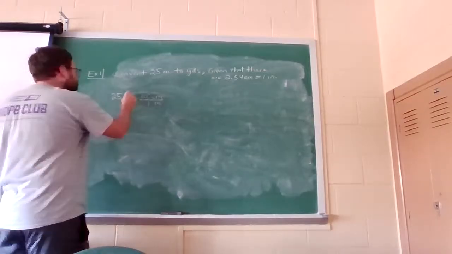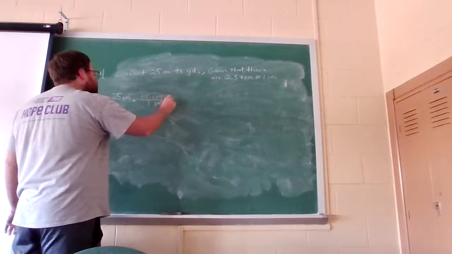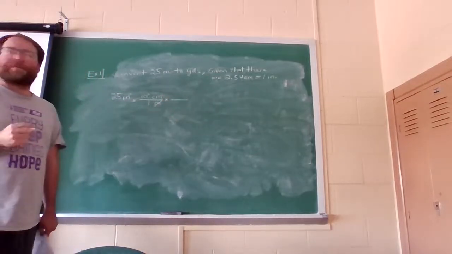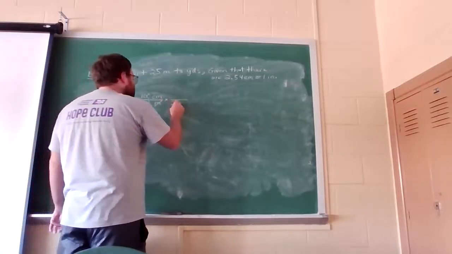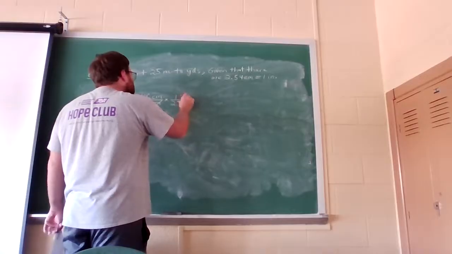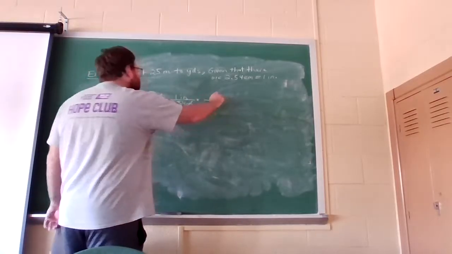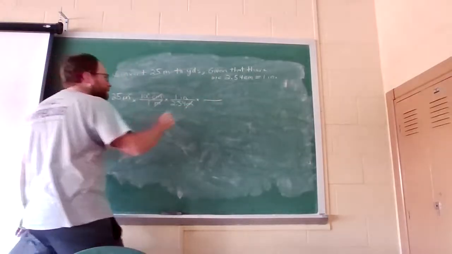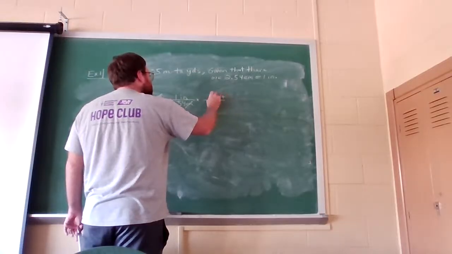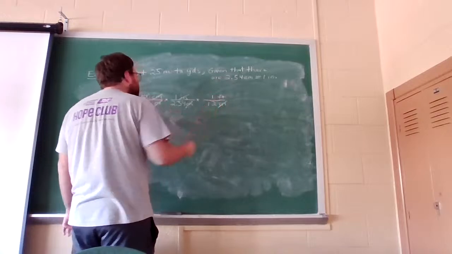And then there are 2.54 centimeters in 1 inch. So centimeters goes on the bottom and inches goes on top. Good. Okay, centimeters go away then. And there's 12 inches in 1 foot, feet on top, inches on the bottom. Good.